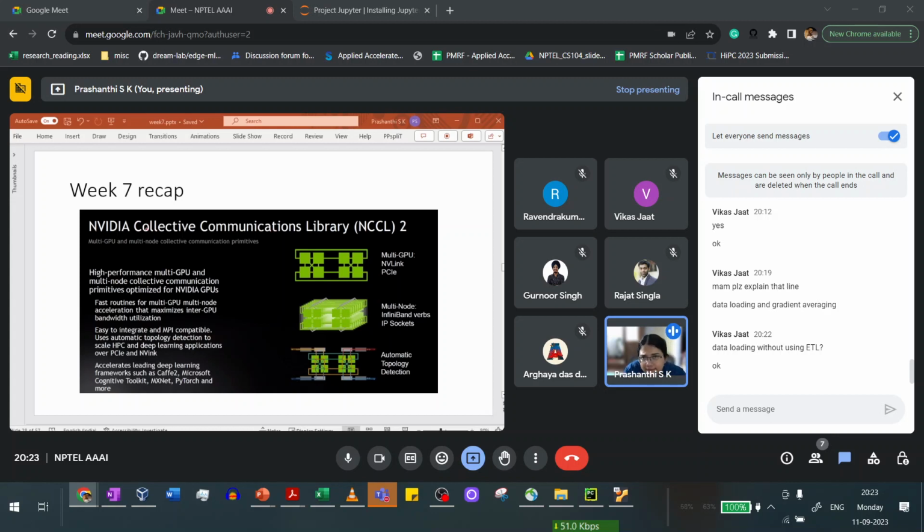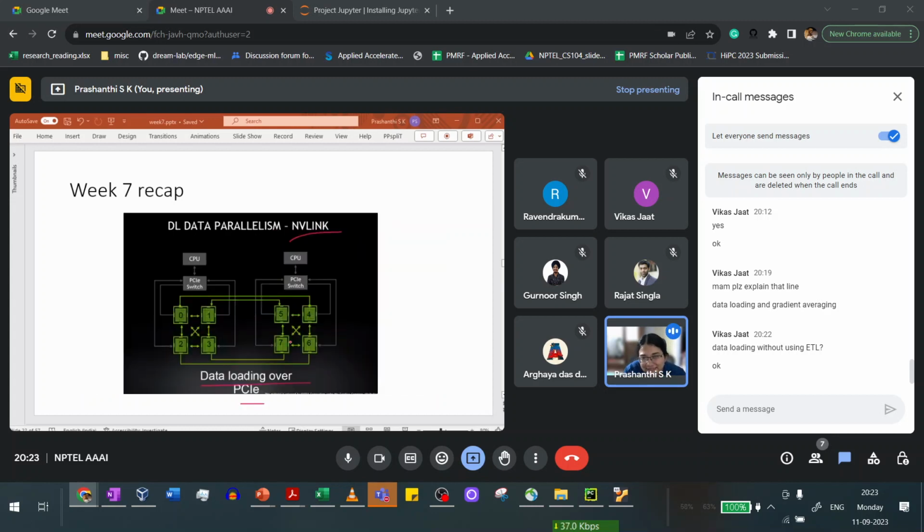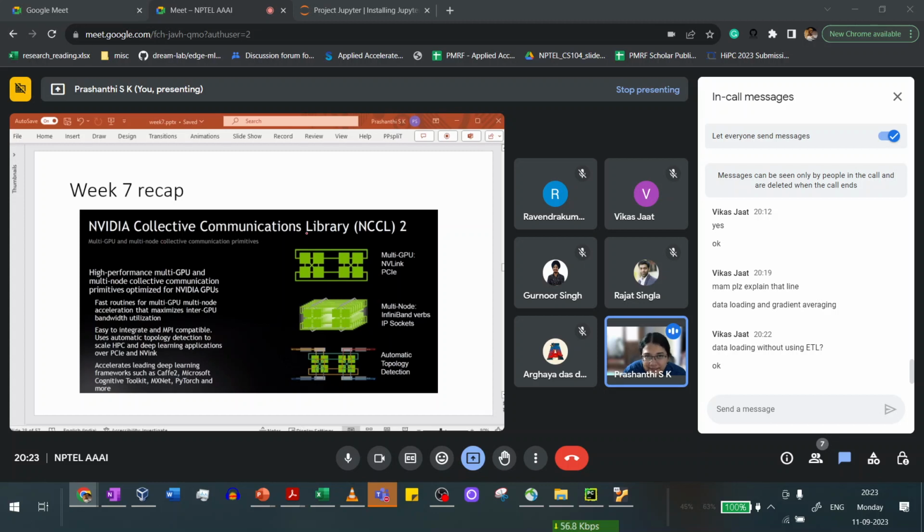So this is a library. If you've been seeing this pattern, it's a very common thing in tools and frameworks. You talk about how something is very difficult to do, and you show that there is a promise for optimizing something, and then you come up with a tool that automatically does this. NCCL is one of those. It stands for NVIDIA Collective Communications Library. It is used in a multi-GPU and multi-node setting.